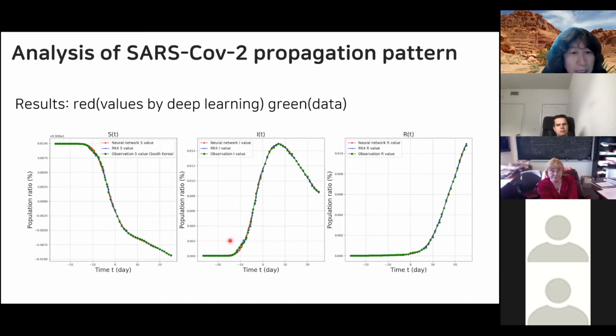All right, here is the result. We have 3 graphs on the slide. The red one describes SIR values computed using deep learning, and the green color is the observed data. It matches very well.